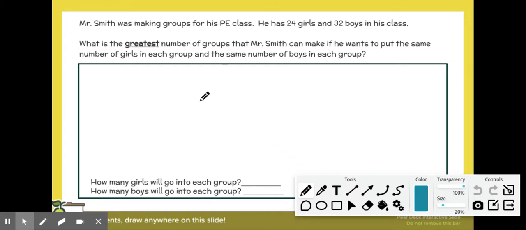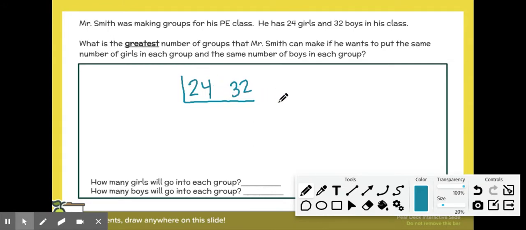So the first thing I'm going to point out is this bold underlined word greatest. That tells us that we're going to try to find the greatest common factor, the GCF. And in order to do that, I'm going to use the ladder method. And I hope you did too. 24 and 32. The ladder method draws the little line under it. And then you're thinking of a number that goes into both 24 and 32.